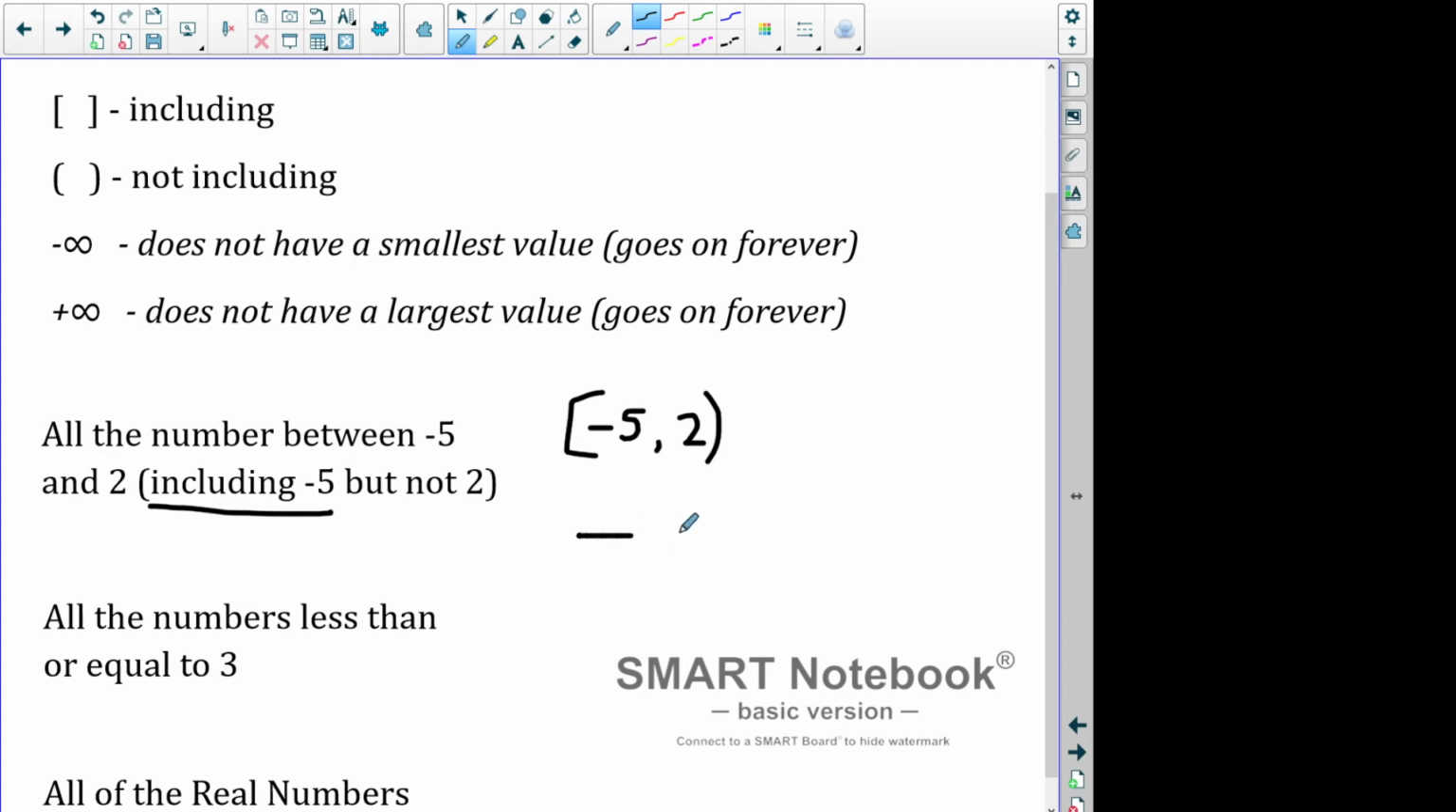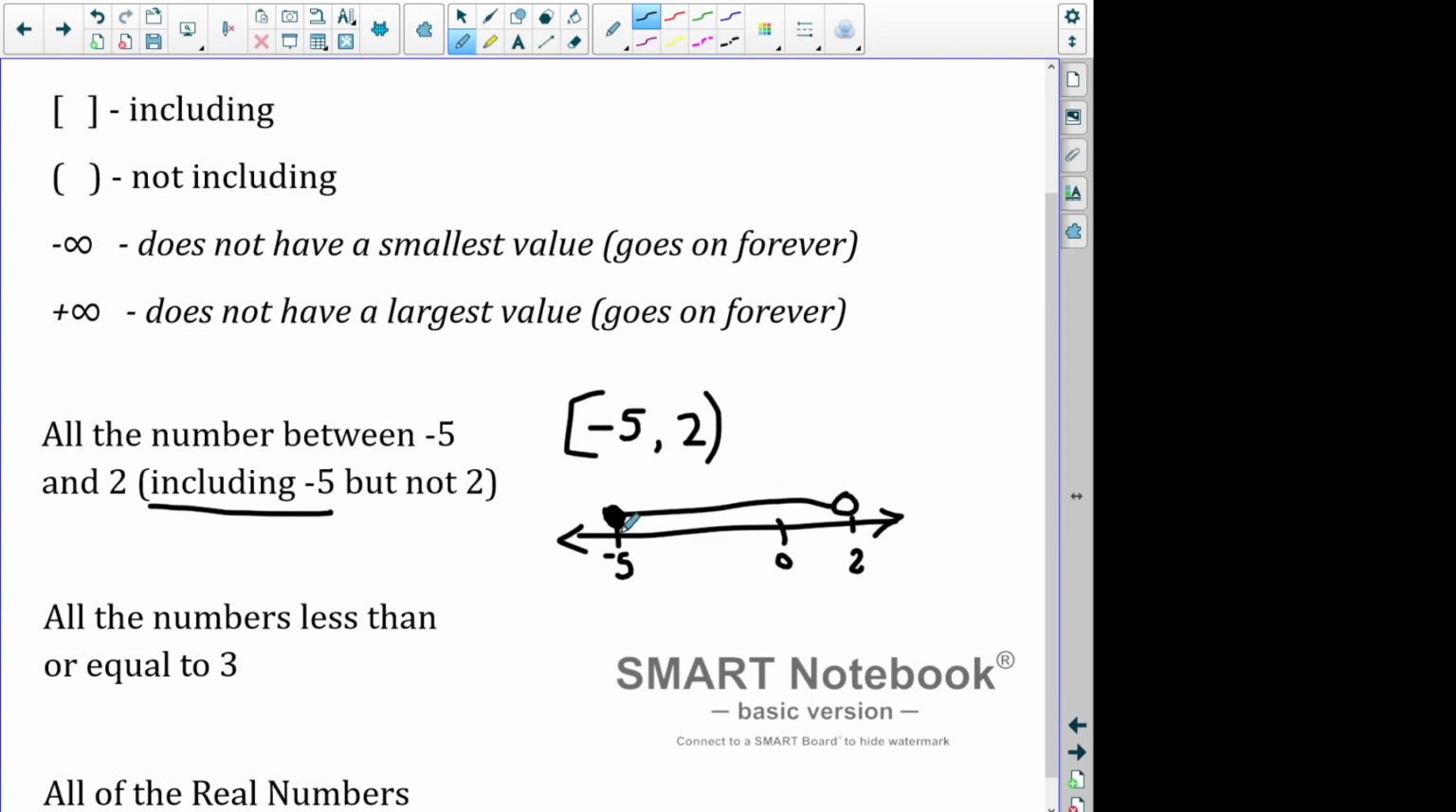Okay, if we were looking at a graph of this, this was -5, and this was 2 up here, and 0 is going to be somewhere around here. If we were to look at a graph of that, we would have a solid dot right here, right on the -5, and we would have an open dot, an open circle there, and then we would say all the points in between that. So in interval notation, that's how we say that.